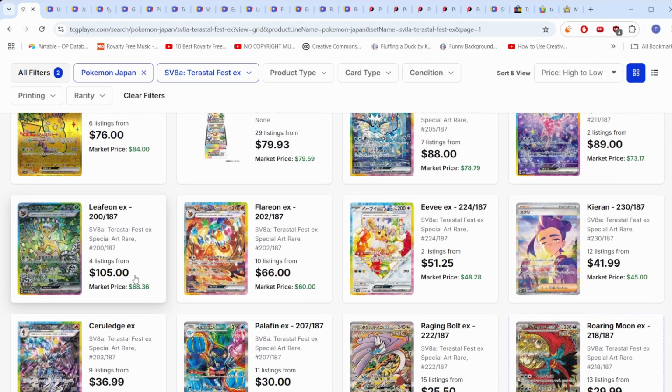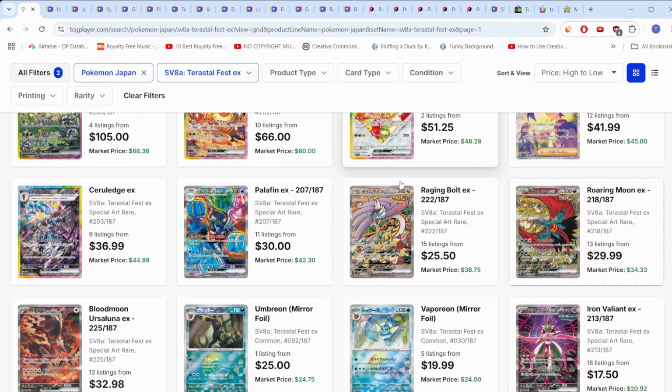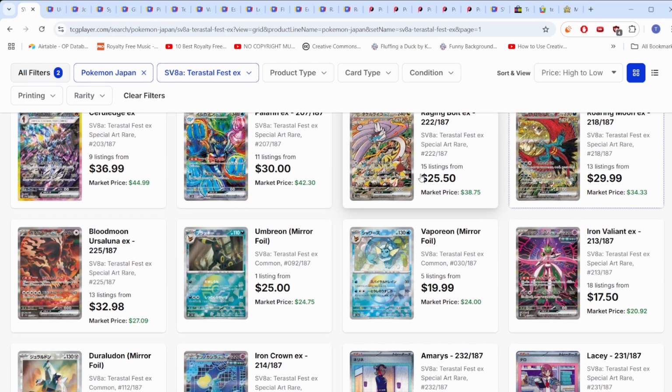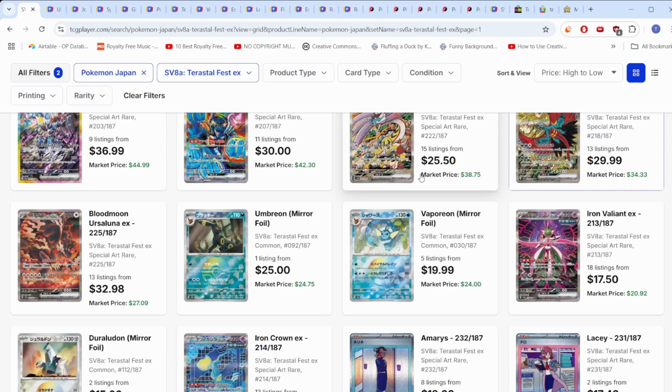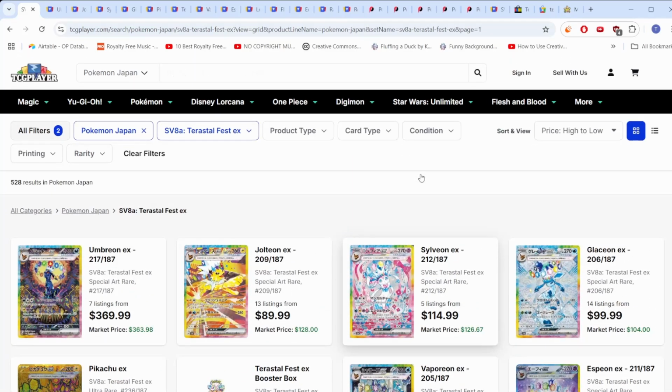I guess there's also the market price. I guess this Leafeon. But some of these are at least $10 more. And the Roaring Moon and Raging Bolt, I guess they're about the same price. Also, the Master Ball one, I don't think they have the Master Ball listed here. It's probably because there are fewer people selling on TCG Player.